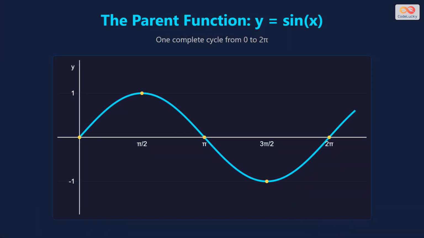Here is the graph of the parent function, y equals sine of x, over one complete cycle. The angle x is measured in radians. The cycle begins at 0, reaches a maximum at pi over 2, crosses the axis at pi, reaches a minimum at 3 pi over 2, and completes the cycle at 2 pi. This shape repeats indefinitely.